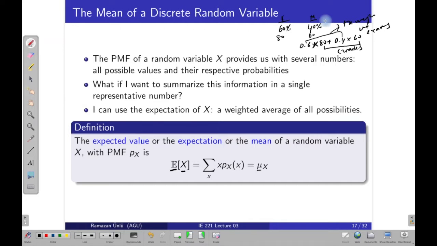And here we are doing the same thing. So we can expand this one as x1 times p(x1) plus x2 times p(x2), etc. So actually we are doing the same thing as we did here. We are simply calculating the weighted average of x, and this is called the expected value or expectation, or the mean of the random variable x.